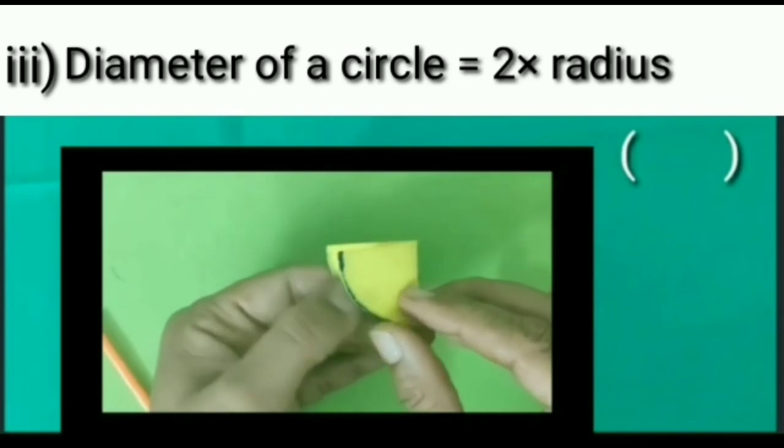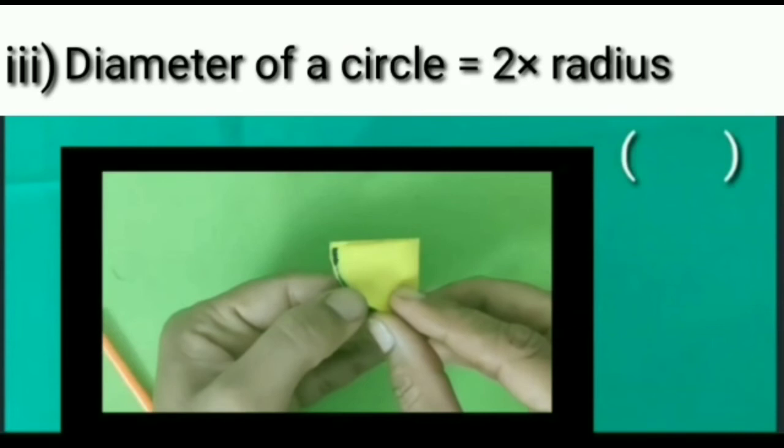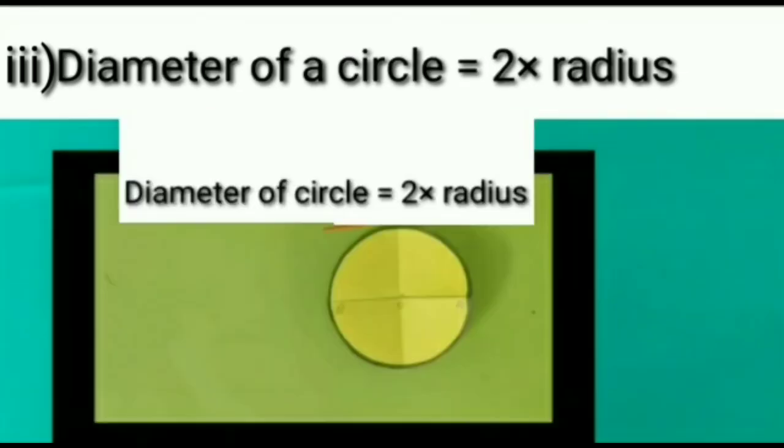Now you can see the length of diameter is twice the length of radius. Means diameter of a circle is equal to 2 into radius, which is correct. So we will put a tick in front of this statement.